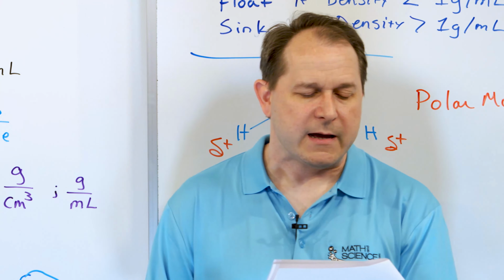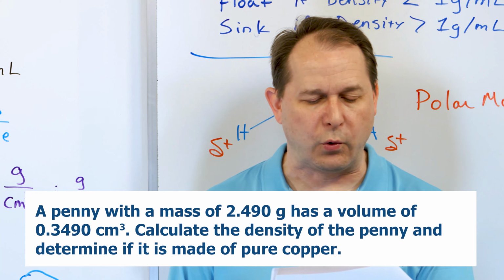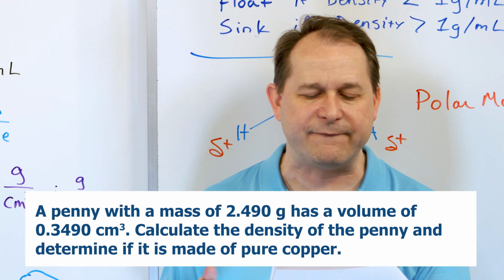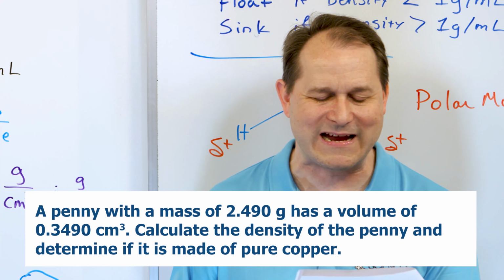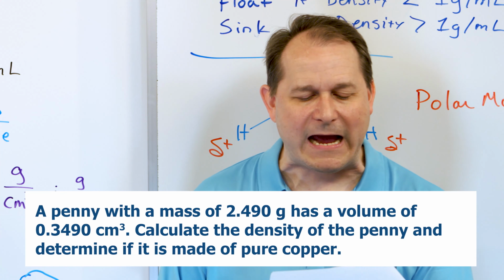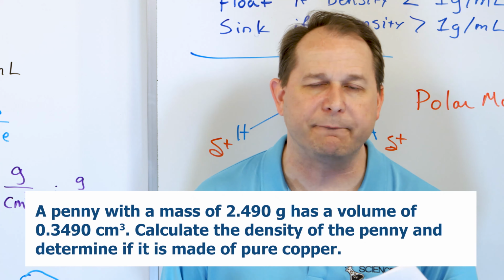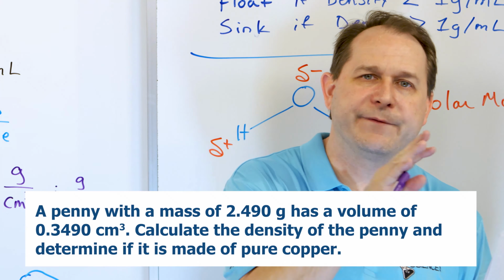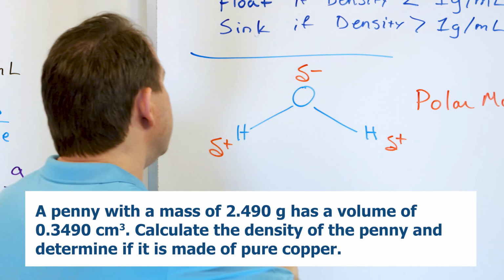It says, a penny with a mass of 2.490 grams has a volume of 0.3490 cubic centimeters. Calculate the density and explain how you would determine if the penny was made of pure copper. So let's tackle the first part of it, calculate the density.